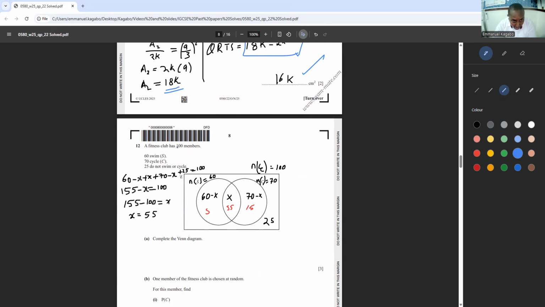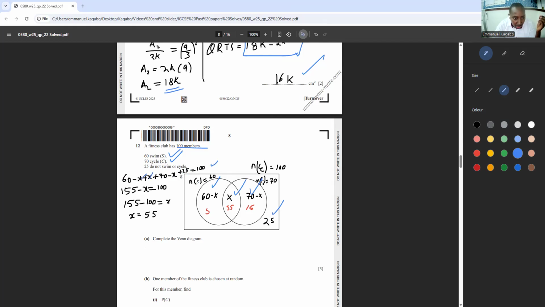In a fitness club, it has 100 members. The swimming is that, cycling is that, then 25 don't participate in anything. Now, we don't know those that are participating in both swimming and cycling. So let me call it X, right? If I call it X, those who are doing only swimming will be 60 minus X. Those who are doing cycling only will be 70 minus X. So all I know is, if I get this plus that plus this, it should give me 100. That's why I did 60 minus X plus 70 minus X plus 25 should be equal to 100.